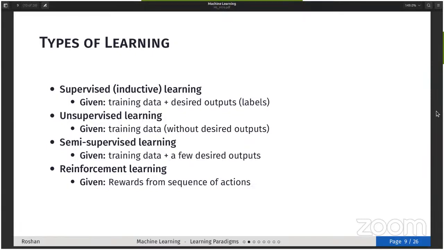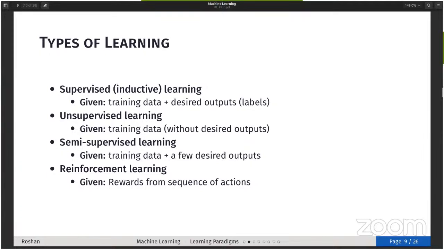Okay, and what you want to do is separate based on the emails alone. I want to guess whether it's spam or not based on the given training data. The third one is semi-supervised learning. You have training data, but each email does not have whether it's spam or not. You only have a few desired outputs. The entire training data does not have the labels. Only a few of them have the labels. Then the fourth type is reinforcement learning, where it's a trial and error based method where you get rewards from sequence of actions. Again, I'll be explaining in detail what each type of learning means.